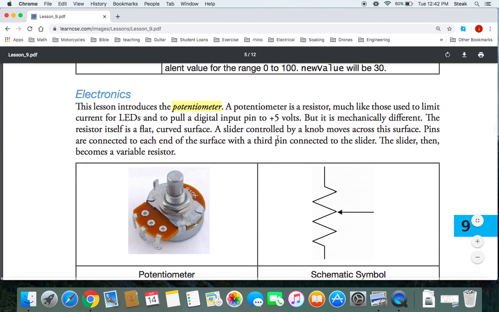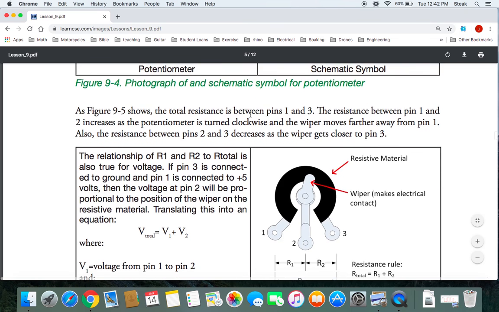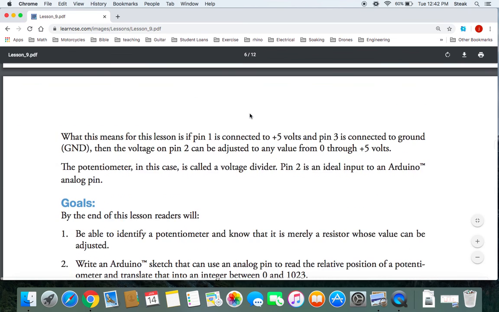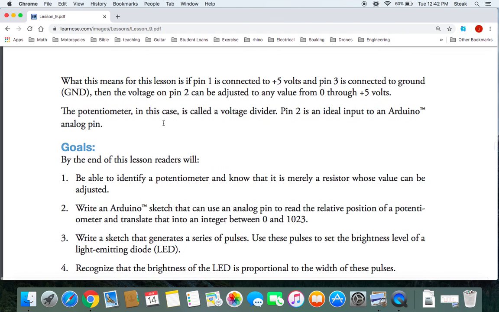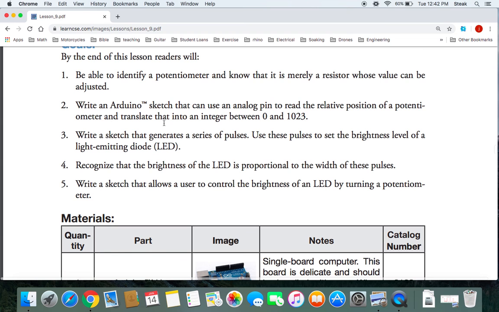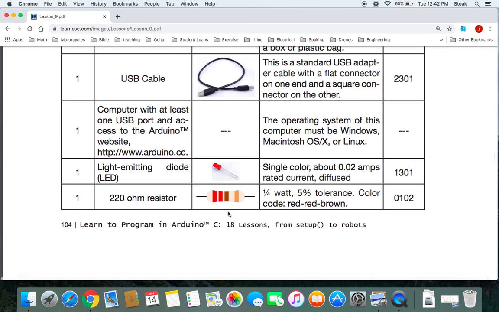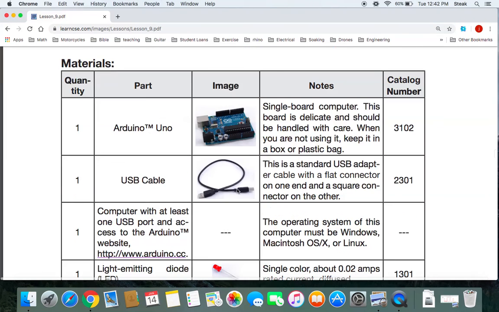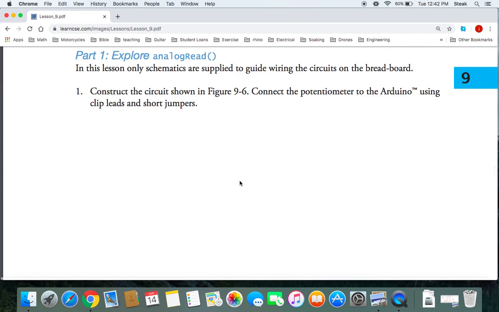Alright, there's a potentiometer. If you took electronics, you know about these. So if you haven't, just read that paragraph. Same with this. This is all stuff you should know from electronics. And there we are. So this is what we'll do in class. We will practice with this circuit with a potentiometer, and we'll read some analog values, and we'll map them to some other values, and it should be pretty fun.